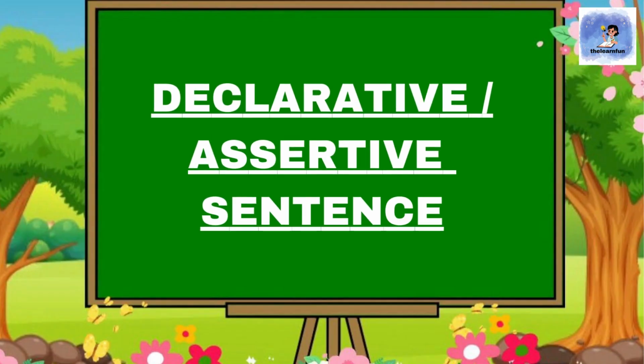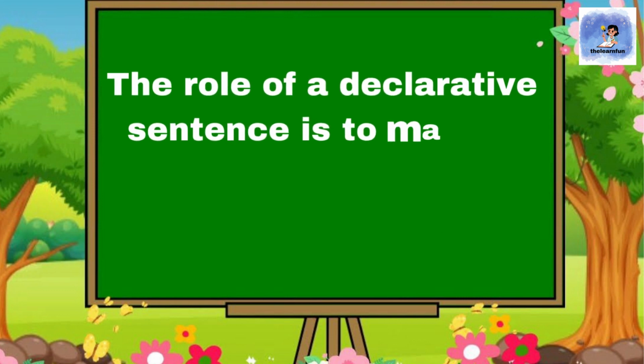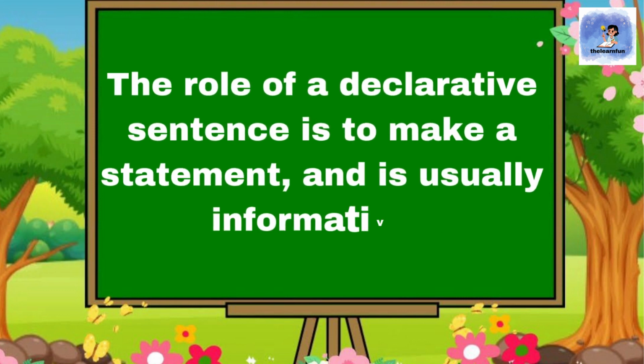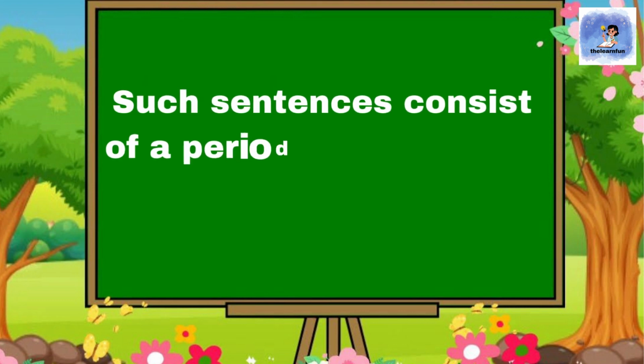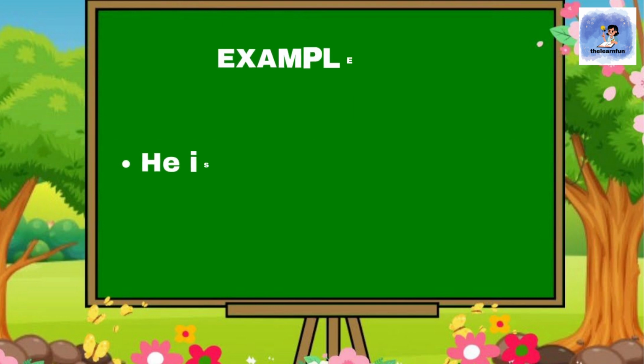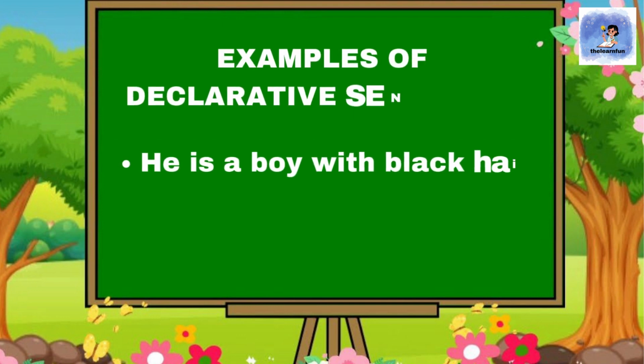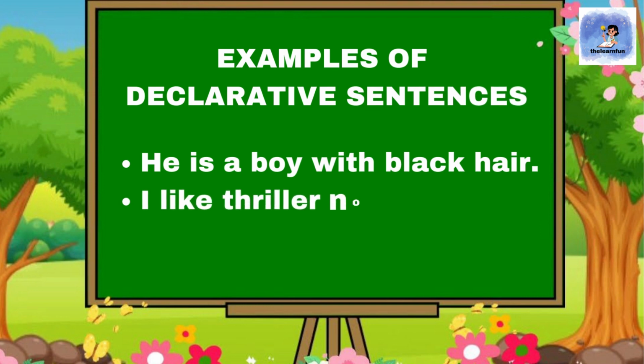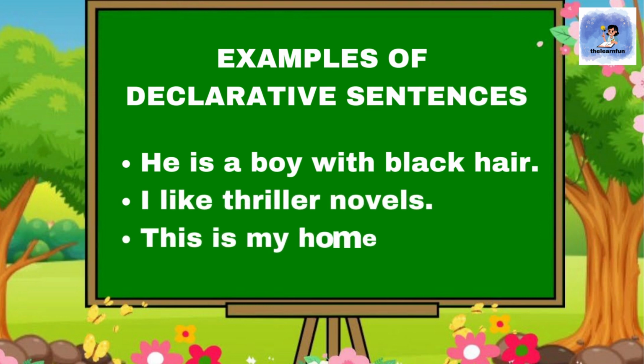Declarative or assertive sentence. The role of a declarative sentence is to make a statement, and is usually informative. Such sentences consist of a period or full stop at the end. Here are some examples of declarative or assertive sentences. He is a boy with black hair. I like thriller novels. This is my home.